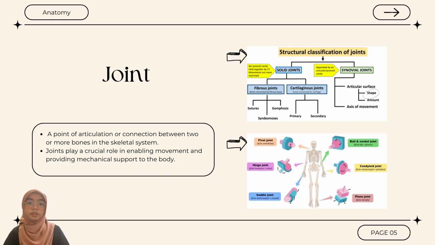Meanwhile, synovial joints can be classified based on their respective articular surface and axis of movement. According to the shape of the articular surface, there are several types of synovial joints, which are plane joint, hinge joint, pivot joint, bicondylar joint, saddle joint, ball and socket joint, and ellipsoid joint.